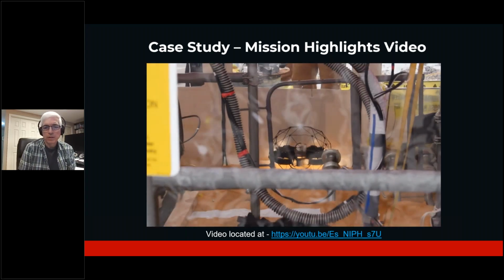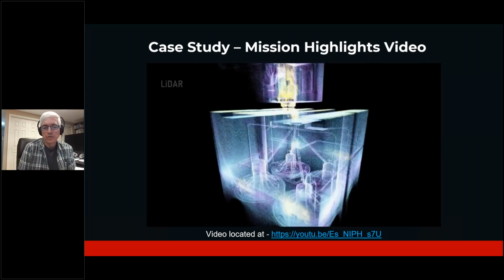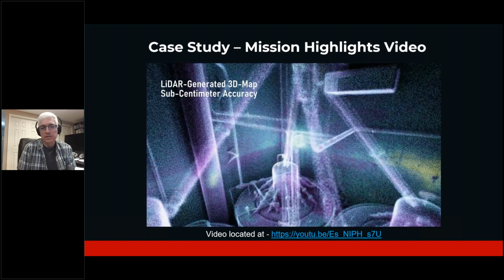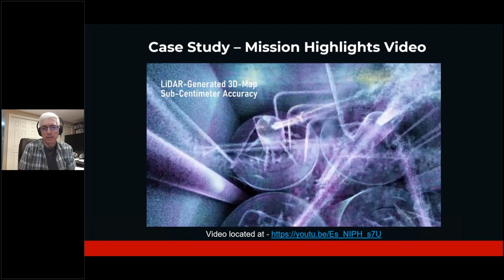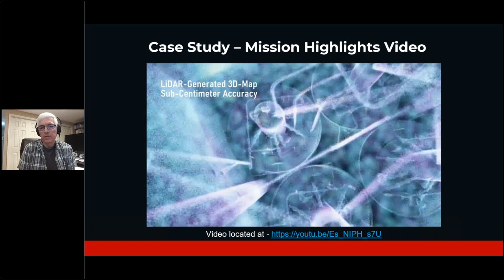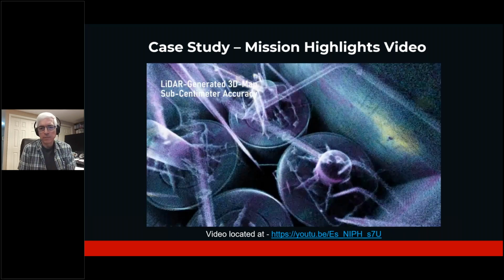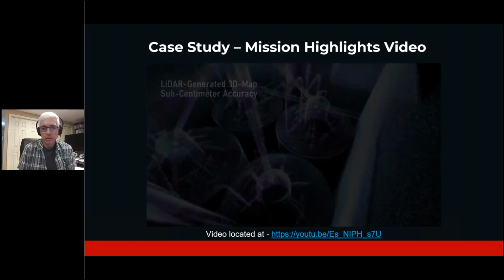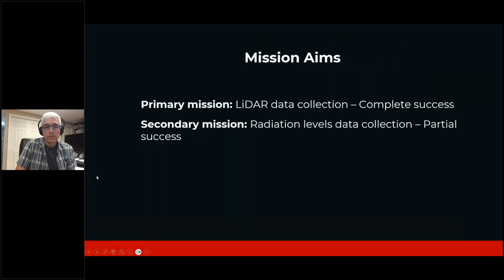We took measures to protect the drone, or to encase the drone when it came out of the vault, just in case it by chance had any radioactive contamination, which it did not. The radioactive powder had remained well within the bins. But the 3D map generated from the LiDAR data was exceptional. We were very happy with those results, as well as the radiation readings that we received.